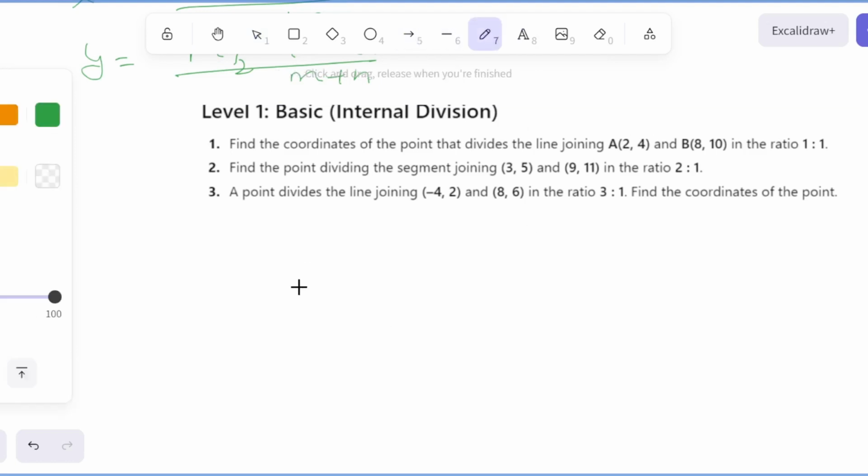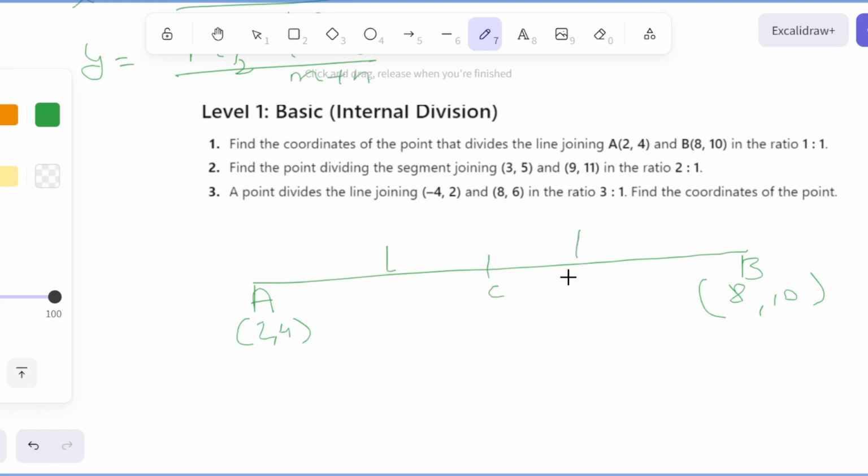Let me make a line here again. So A and B are the two points whose coordinates are (2, 4) and (8, 10). I'm doing the first one, Nathan. Find the coordinates of the point that divides this. So let the point be C, and it's dividing in a 1:1 ratio, right? That's what they have written, the ratio 1:1.